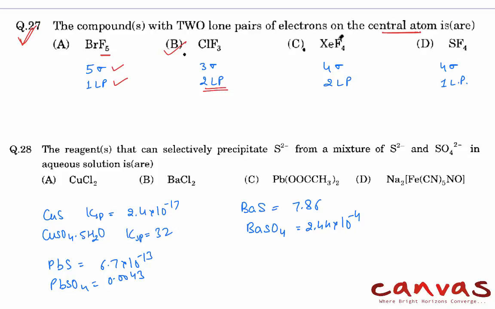In XeF4, xenon has 8 valence electrons, 4 form sigma bonds with the fluorine and the rest 4 are residing as 2 lone pairs. Now in SF6, sulfur has a valency of 6 electrons, 4 are used in sigma bond formation and 2 are left as 1 lone pair. So the answer is B and C.